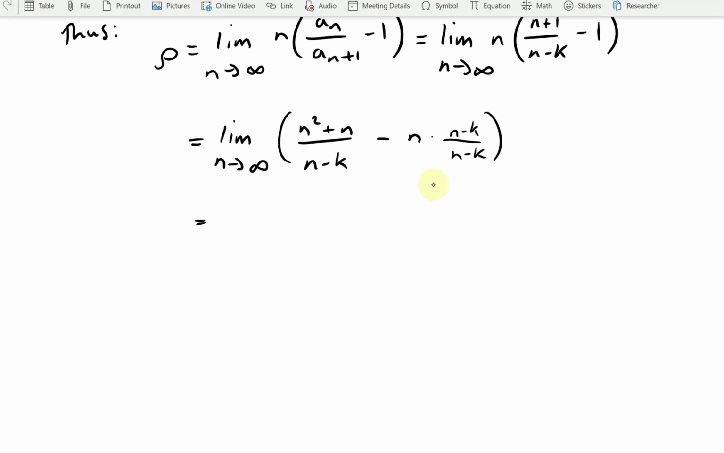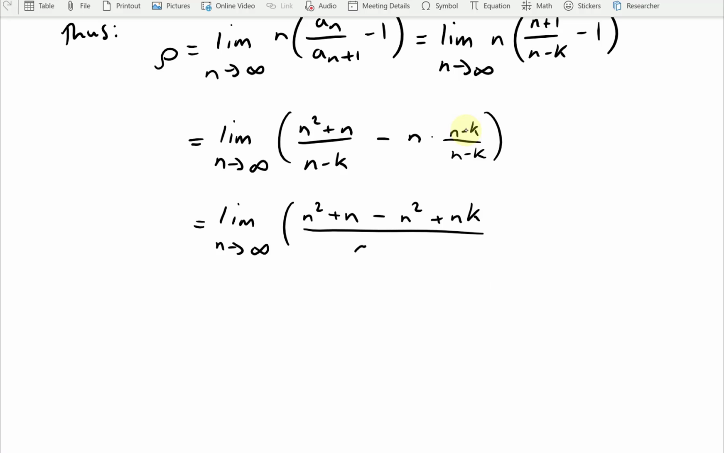So this equals the limit as n approaches infinity, like this. And then we get n squared plus n, and all the same common denominator, so minus, and then this n times n is going to be n squared, and negative n times negative k is going to be plus nk.